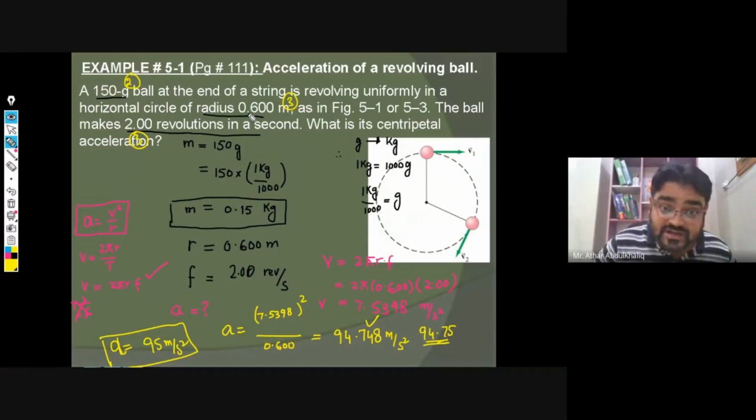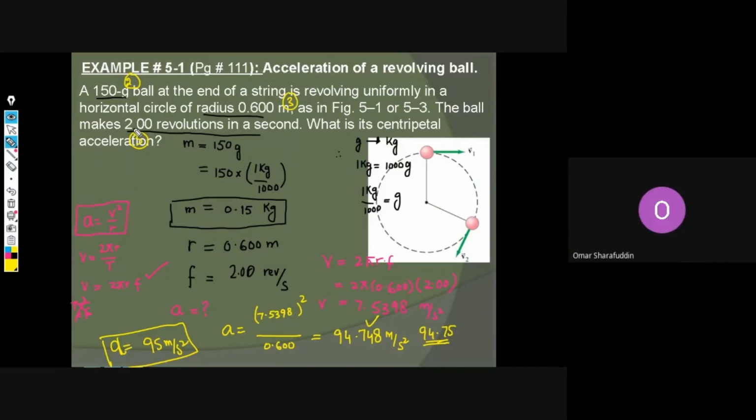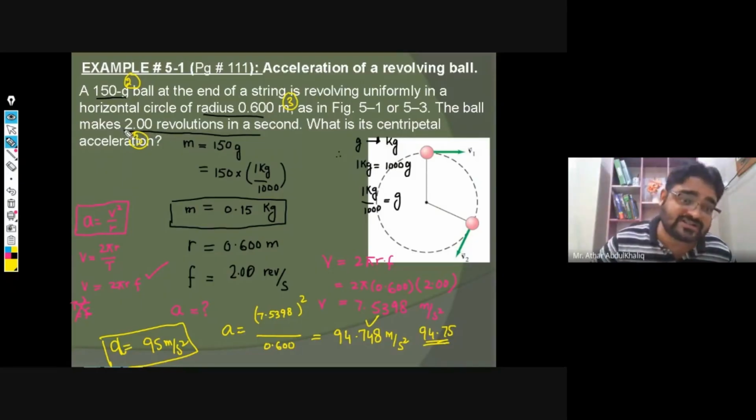Here 0 is on the right, but it is after the decimal. So it is three significant figures: 2.0, the 0 is after the decimal, after non-zero numbers. So these are three significant. So 3, 3 and 2, the minimum is 2. I will write my answer to two significant figures, that is 95 meters per square second.